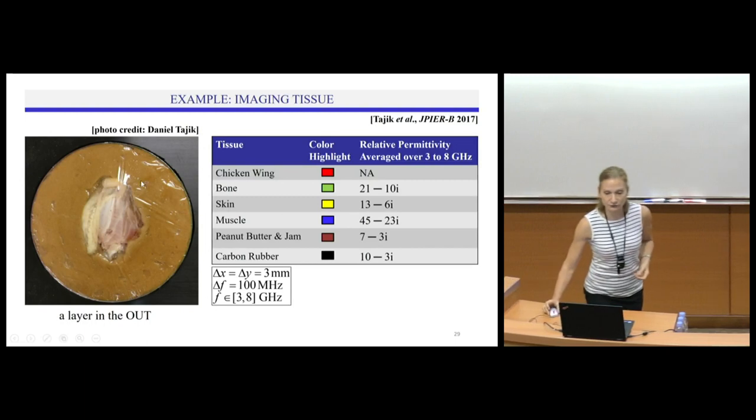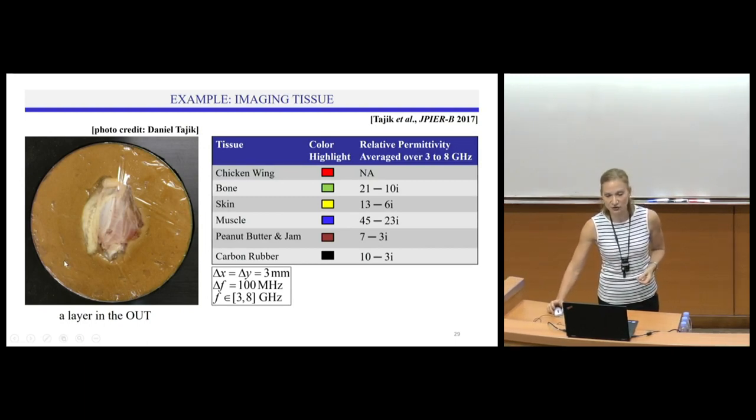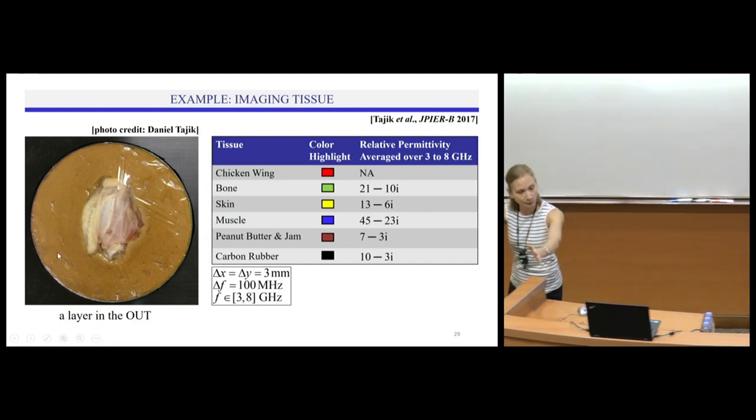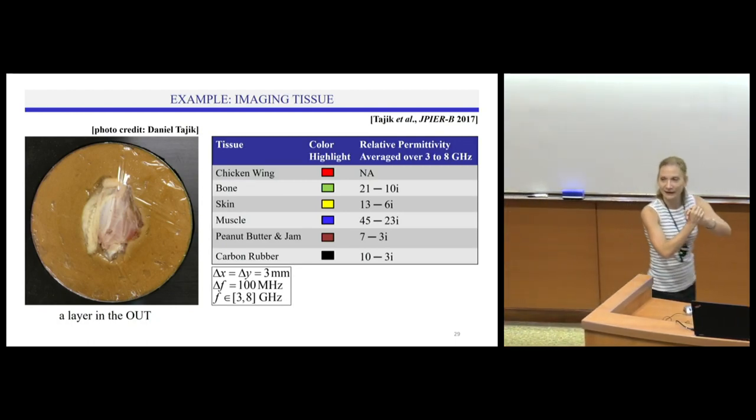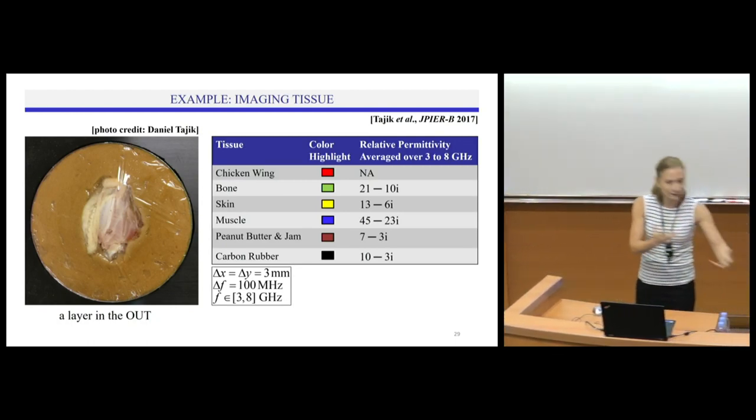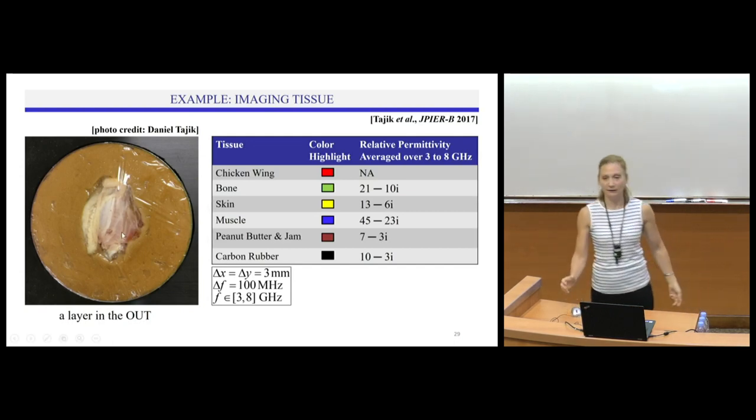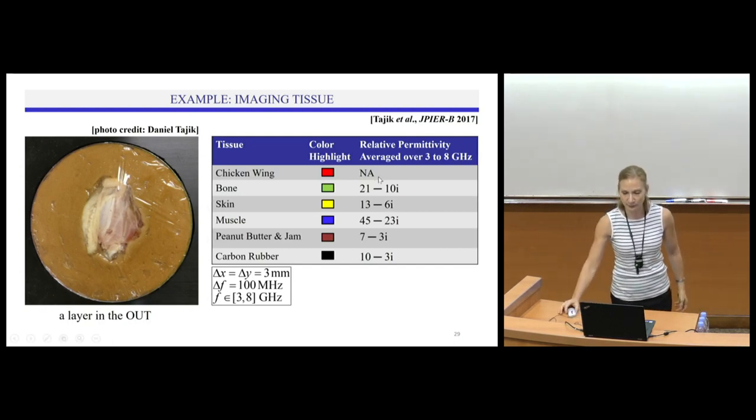So he decided to put a petri dish inside a hole in such a medium and put the chicken wing here, and then came the question: will I be violating the Born limits if I have air in between that holder of carbon rubber and the chicken wing? You can appreciate the difference between air and these complex permittivities of the tissue here, as well as the carbon rubber.